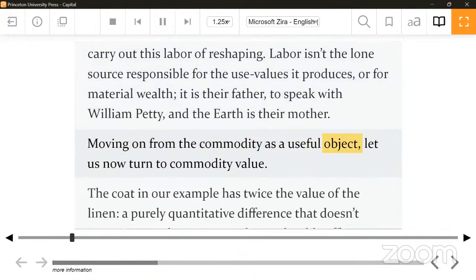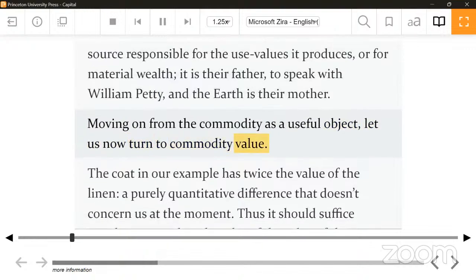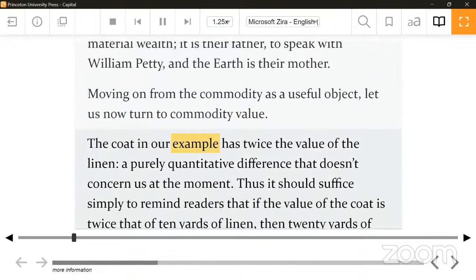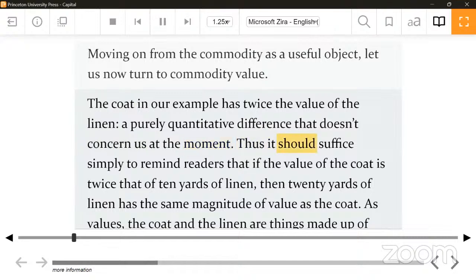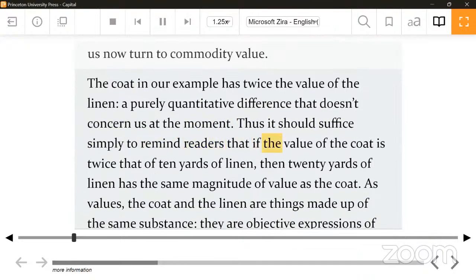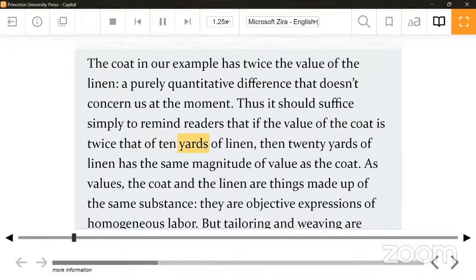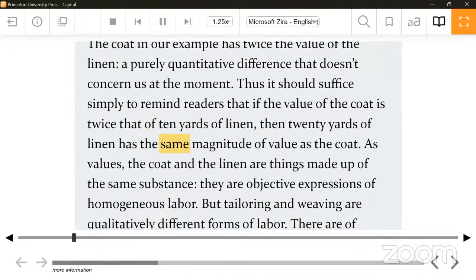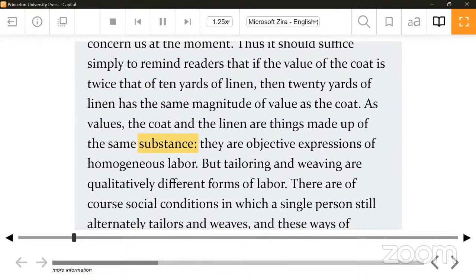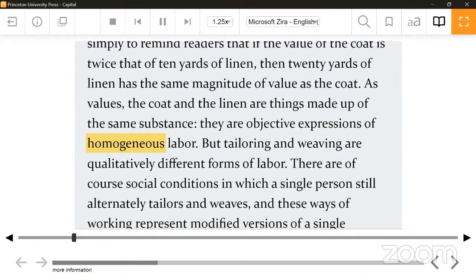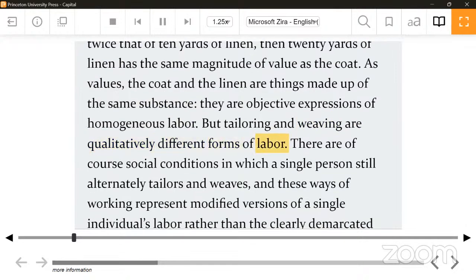Moving on from the commodity as a useful object, let us now turn to commodity value. The coat in our example has twice the value of the linen, a purely quantitative difference that doesn't concern us at the moment. Thus it should suffice simply to remind readers that if the value of the coat is twice that of 10 yards of linen, then 20 yards of linen has the same magnitude of value as the coat. As values, the coat and the linen are things made up of the same substance, they are objective expressions of homogeneous labor. But tailoring and weaving are qualitatively different forms of labor.